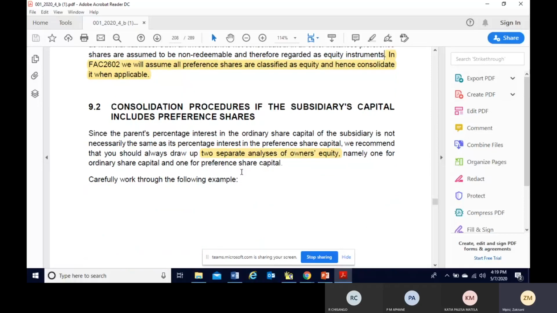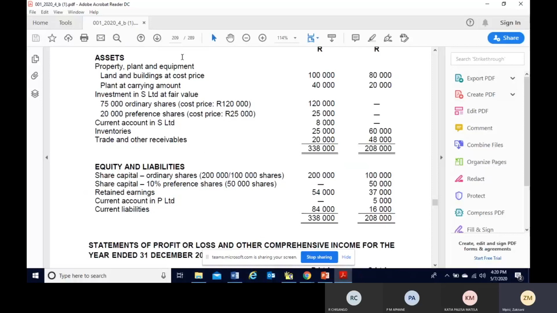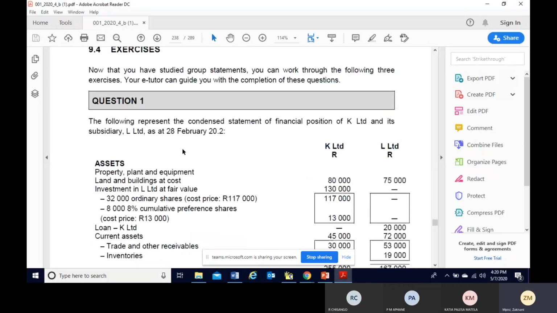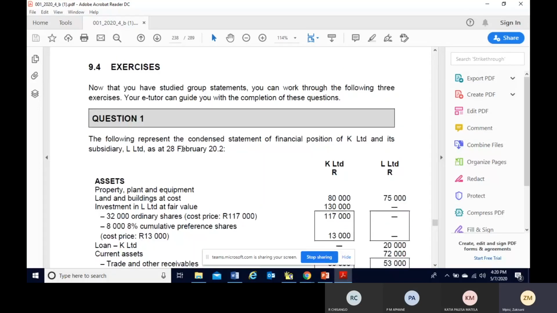So for the consolidation, it is recommended that we always draw up two separate analyses of owner's equity. So we'll do that part as well. So let us quickly see our question 1. So this is question 1 that we are going to perform.